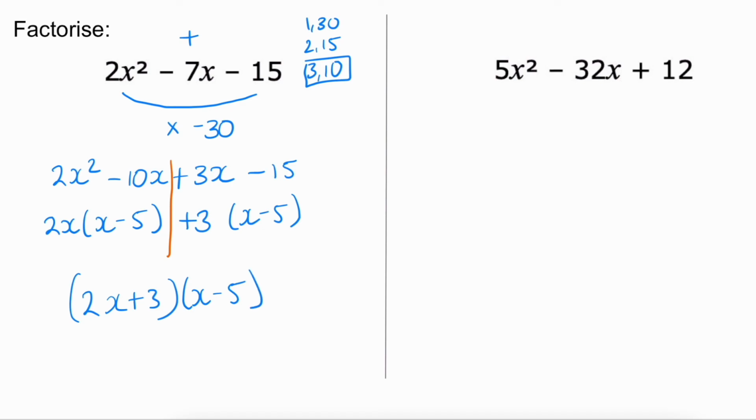Okay, and then you could do the same on this last question. So 5 times 12, and then you're looking at what times together to make the 5 times 12, and what adds together to make minus 32. So have a go at that question as well and see if you can do it.